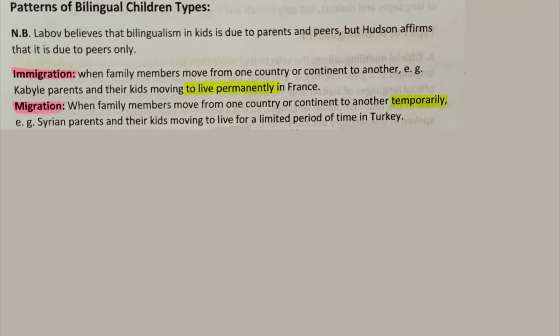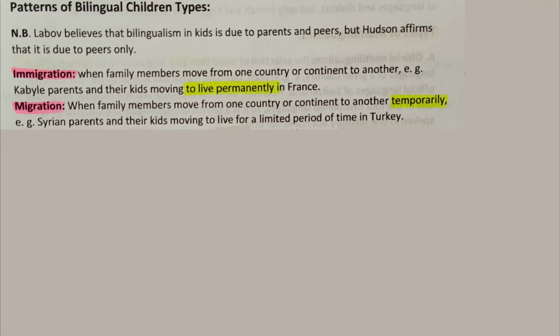We are going to deal with immigration, migration, close contact with other groups, marriage, growing up in a bilingual society, and children from minority groups. Okay, so we start with immigration. Immigration is when family or family members move from one country or continent to another. For instance, if you take people who go with their kids to live permanently in France, that's immigration. Therefore, for these kids it is usually easier to learn and acquire a new language.